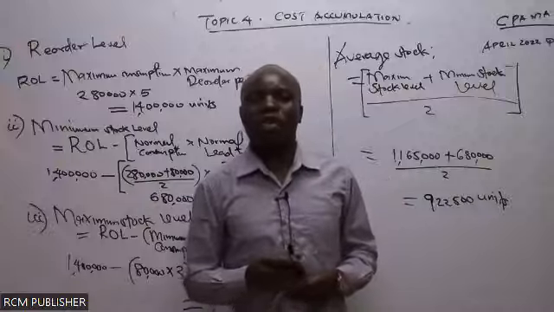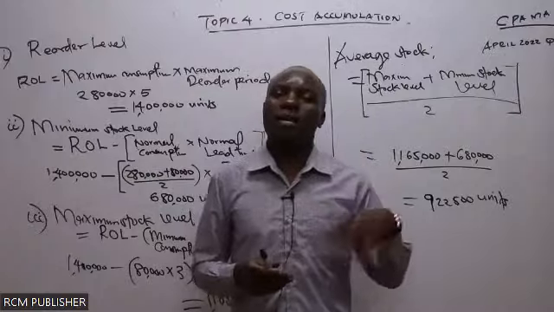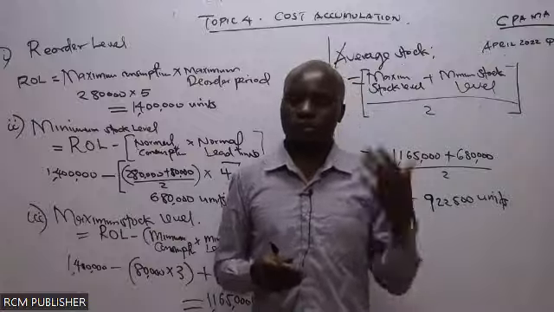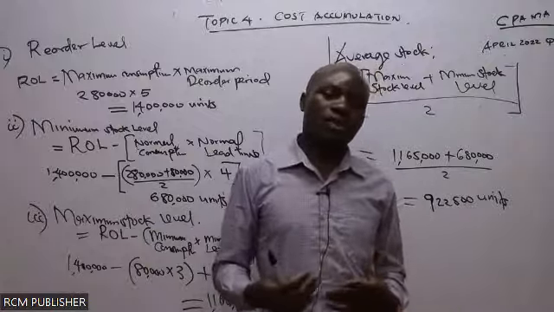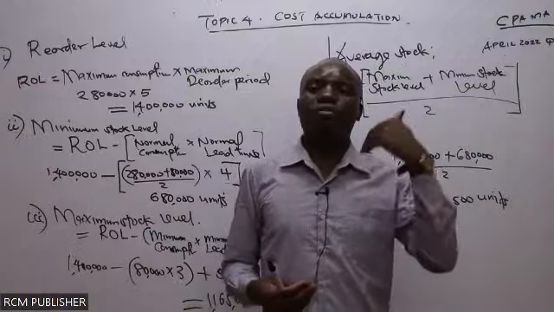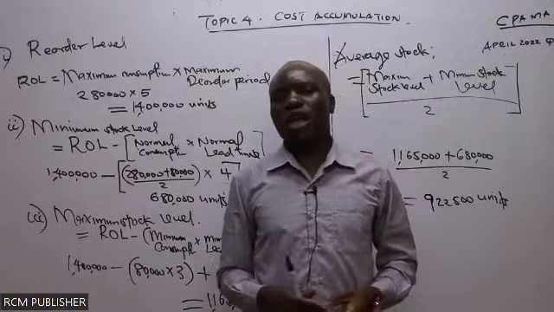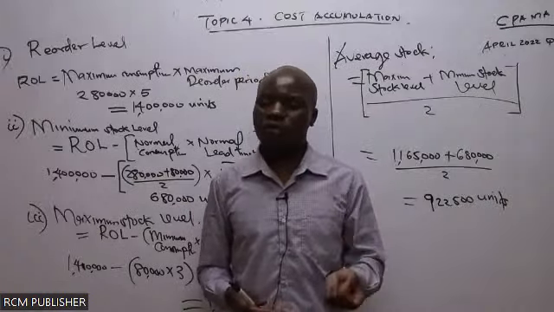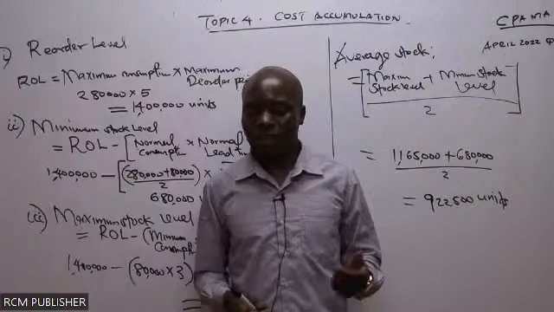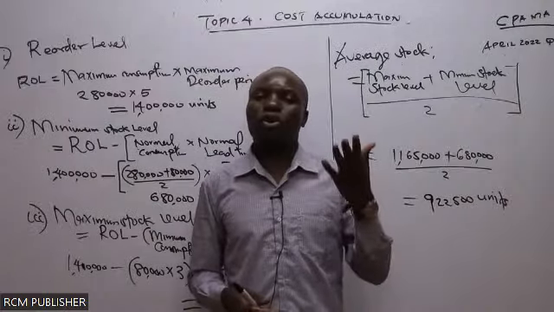So now this economic order quantity has got some assumptions. What are the assumptions that we put in place so that we apply the concept of economic order quantity? That is what I want us to look at. Of course, the assumptions, we are going to have them in the notes, but I can just read them out for you to be able to see.